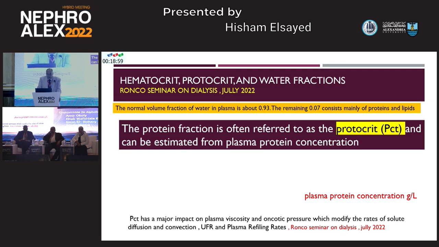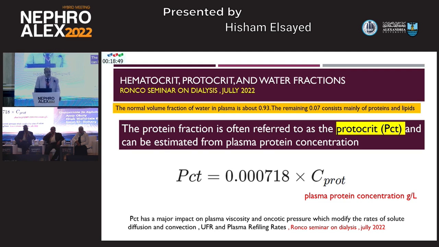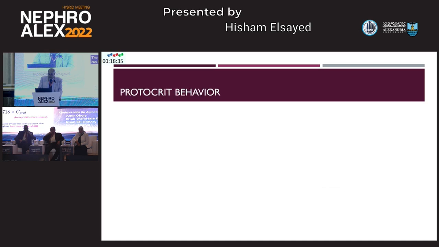The protocrit is the function and the fraction of the proteins, referred to as protocrit, and can be estimated from plasma proteins by the equation multiplying the ratio of 0.0007 by the plasma protein concentration. And this modifies the oncotic pressure of the plasma, and subsequently the cells and interstitial fluid.